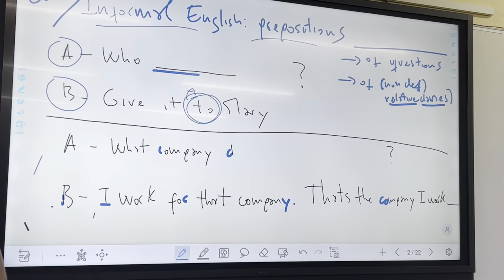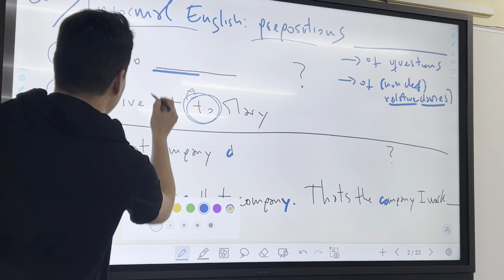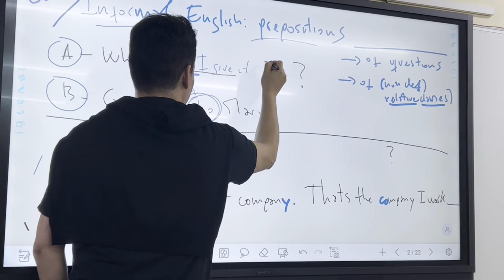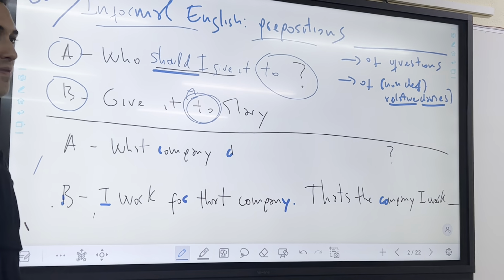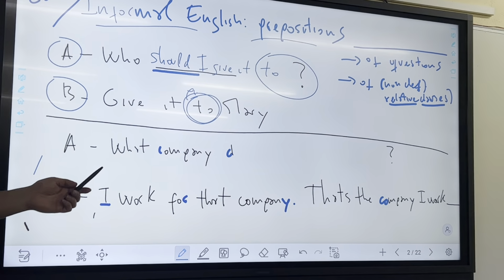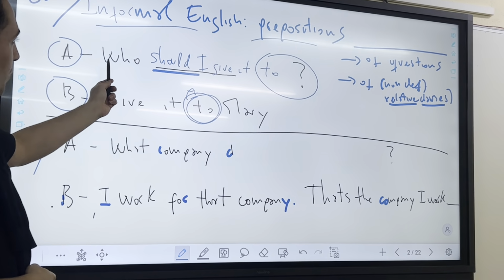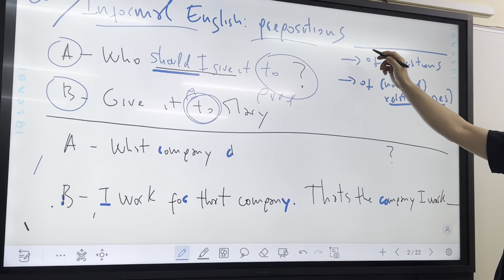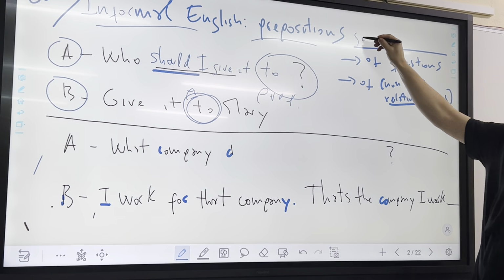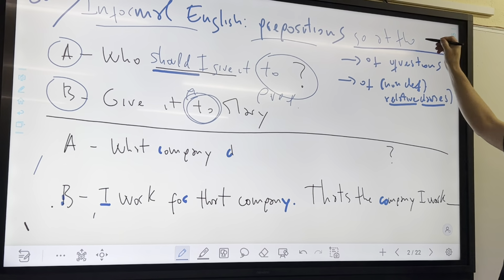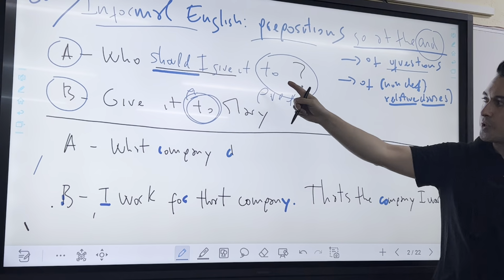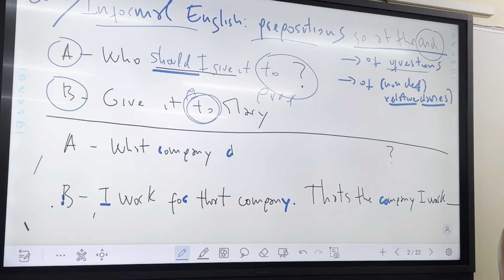So what is the question? Oye, ¿a quién se lo doy? How would you say that in English? Who should I give it to? So, a very simple example is that in informal English, when you ask a question, the prepositions go at the end of questions. Who should I give it to?